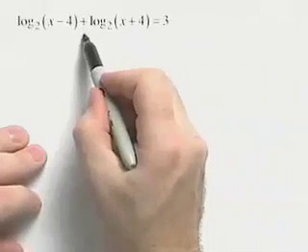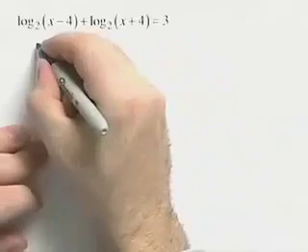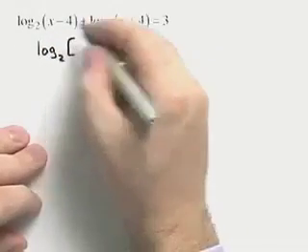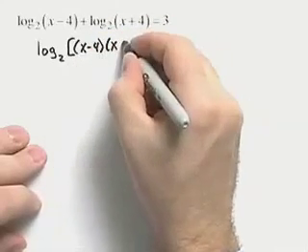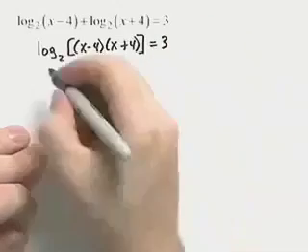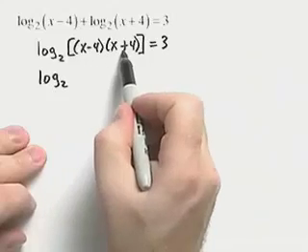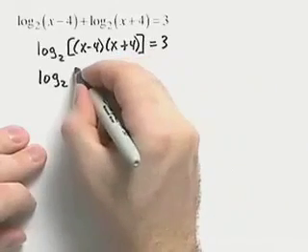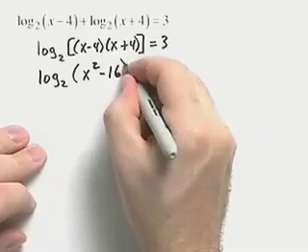In particular, we're going to use the product rule since we have the sum of two logs with the same base. So we can rewrite this as log base 2 of the product of these two insides, (x minus 4) times (x plus 4), and that has to equal 3. I'm going to clean that inside up a little bit. (x minus 4) times (x plus 4) is a special form when we multiply that together. It's the difference of two squares, x squared minus 16.